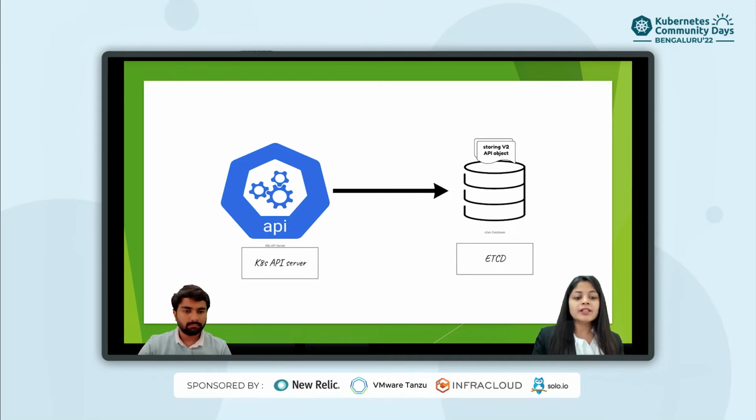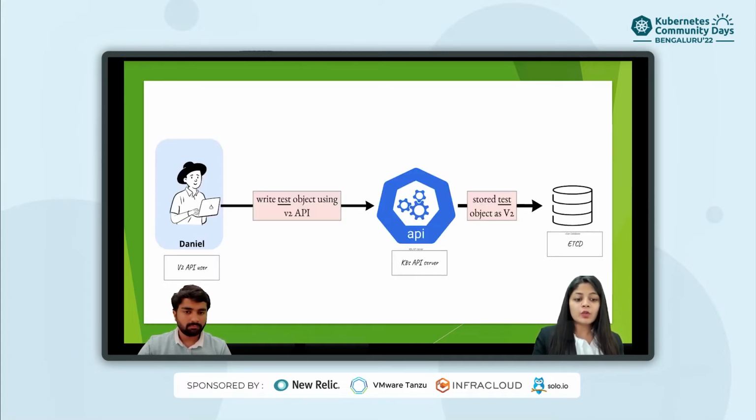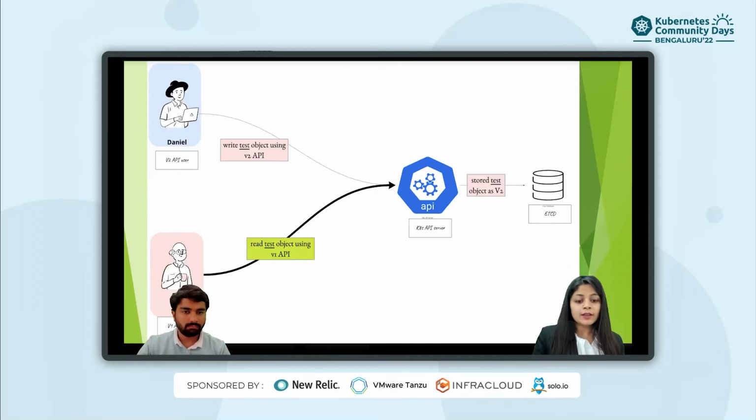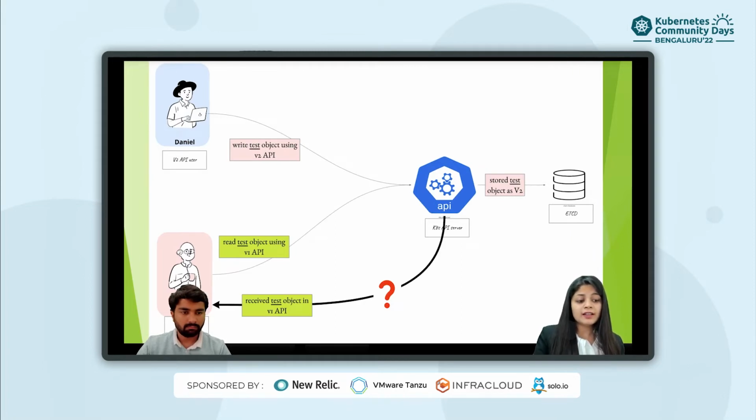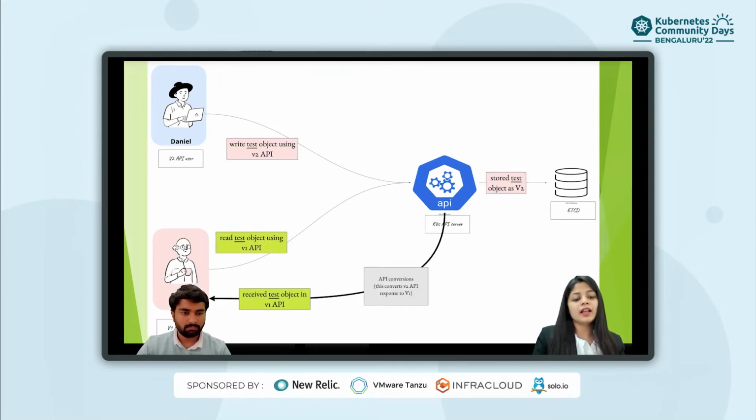Suppose we have a Kubernetes server that stores data in etcd with the latest version, that is V2. A client, Daniel, who is on the V2 version, tries to write a test object on the server. Then the API server stores the test object in etcd with version V2. Then another client, Bob, who is on the V1 version, tries to fetch the same test object. But how will the API server convert the test object from version V2 in etcd to the version V1 requested by the client? To solve this, we will write API conversions. These functions convert the etcd data to the requested version.